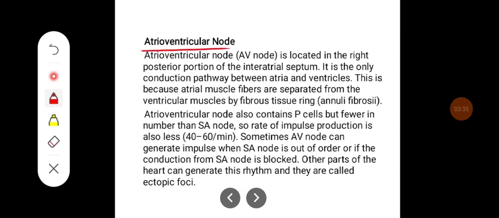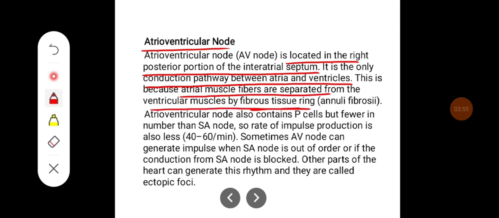AV node, atrioventricular node, is located in the posterior portion of the interatrial septum. It is the only conduction pathway between atria and ventricles. This is because atrial muscle fibers are separated from the ventricular muscles by a fibrous tissue ring, which is called annuli fibrosi. Atrioventricular node also contains P cells, but fewer in number than SA node.